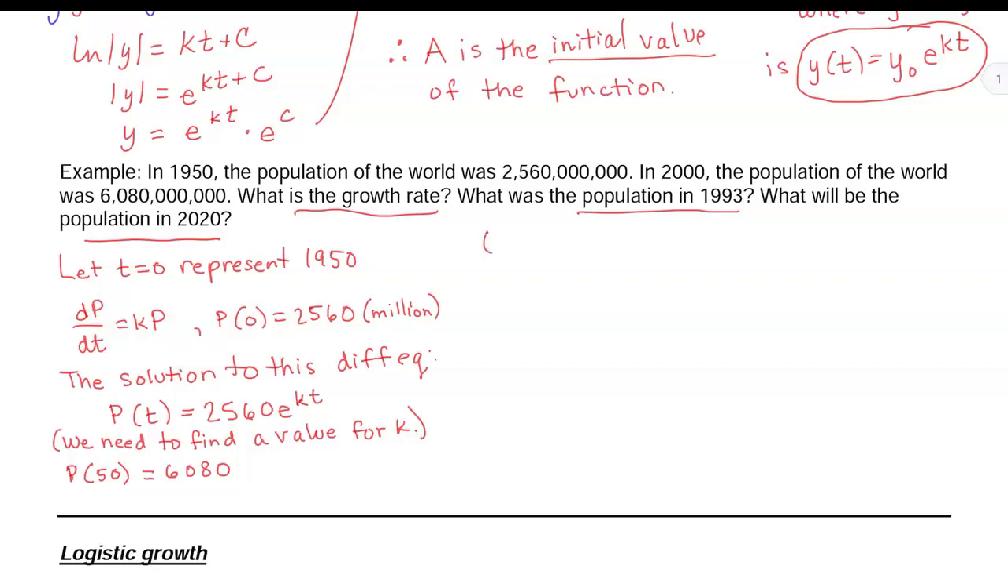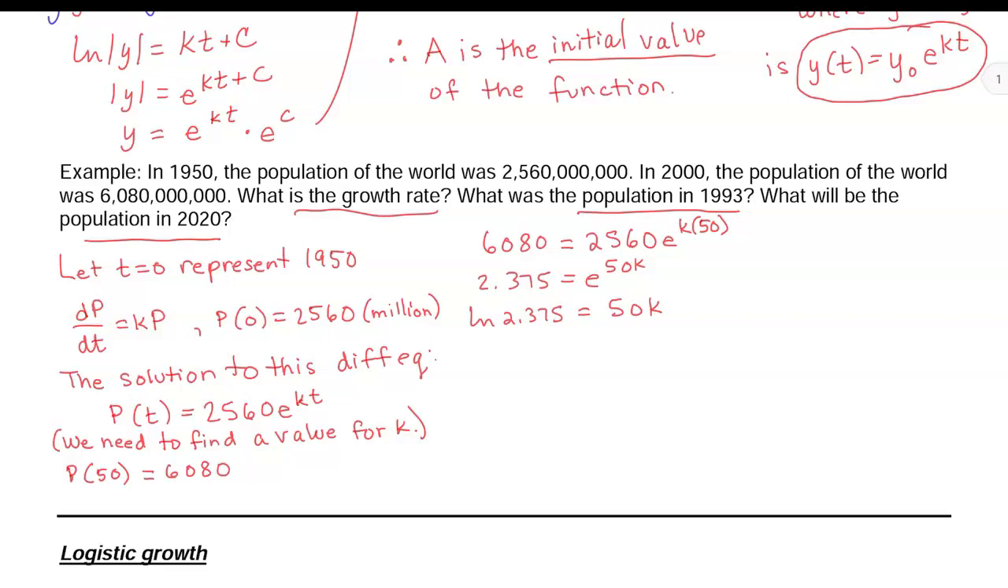So the population is 6,080 million equals 2,560 times e to the k times 50. I'll divide by 2,560. That gives me 2.375. Then I'll have to take the natural log of both sides. Remember taking the natural log on the right? The natural log of e to a power is just that power. So that's how we get 50k out of the exponent.